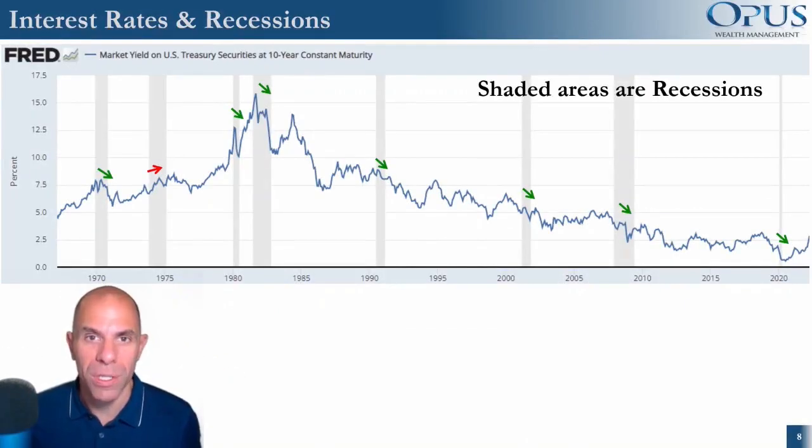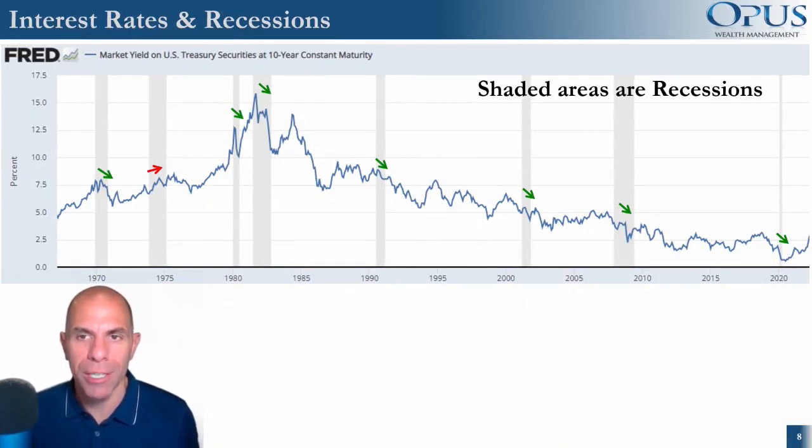Let's talk about history for one slide. So, this chart shows the interest rate on the 10-year Treasury bond. What's interesting about this is if you look at recessions, which are designated by the gray vertical columns, interest rates dropped in 7 of the last 8 recessions.